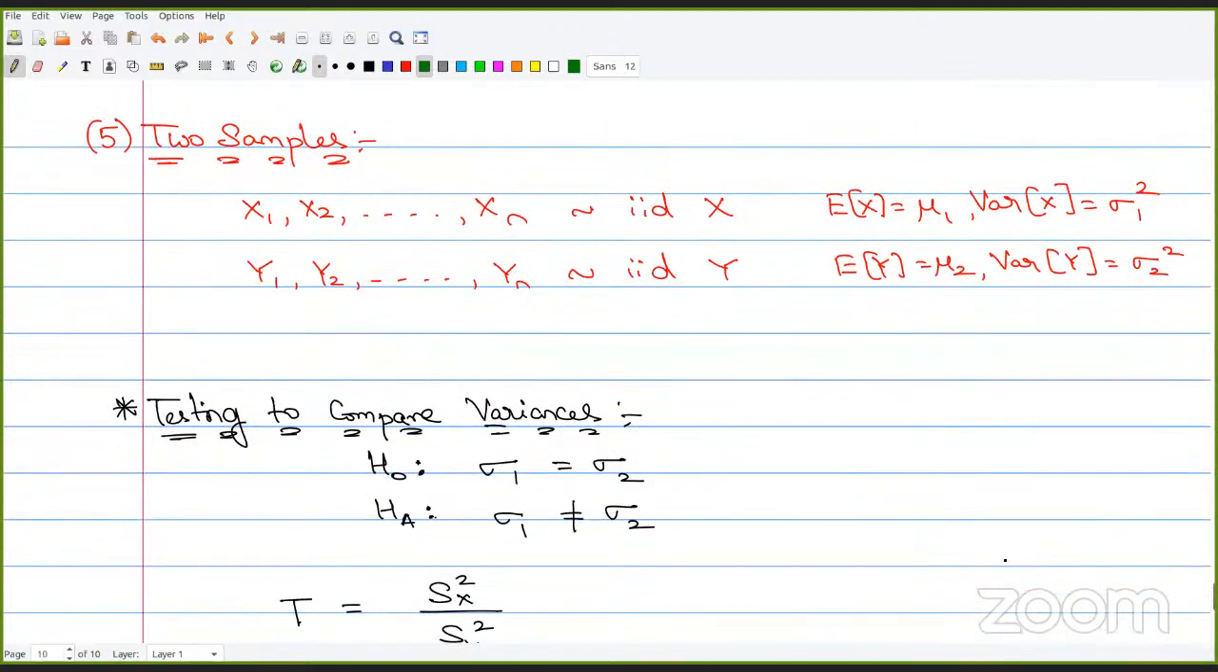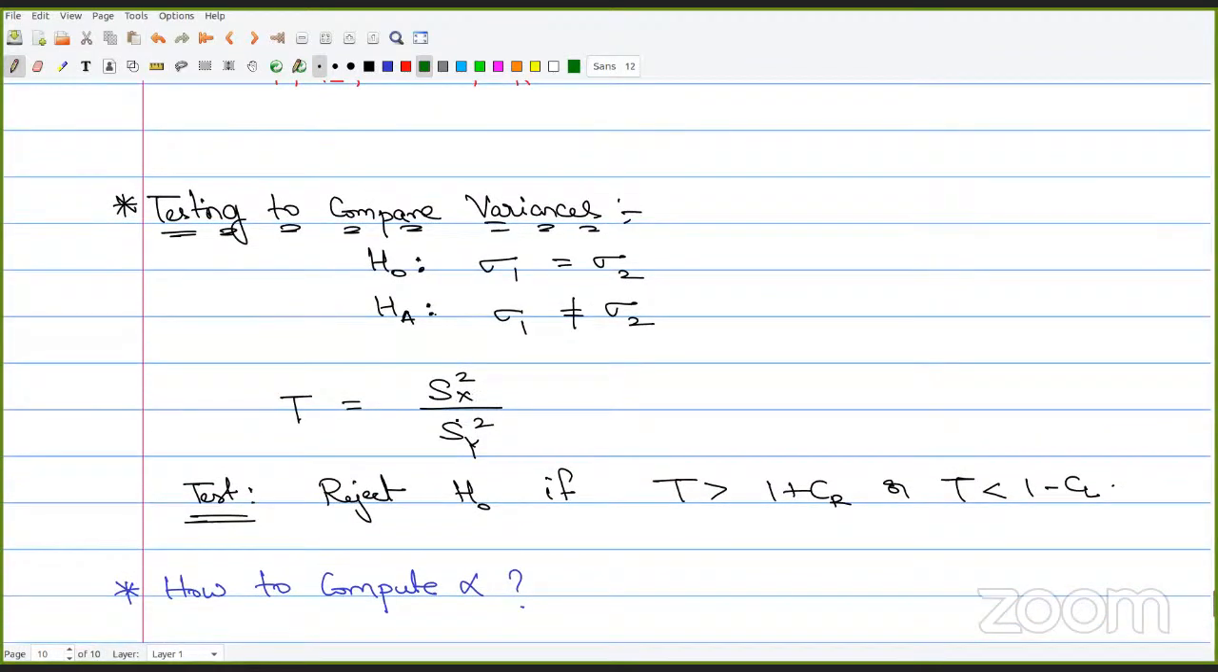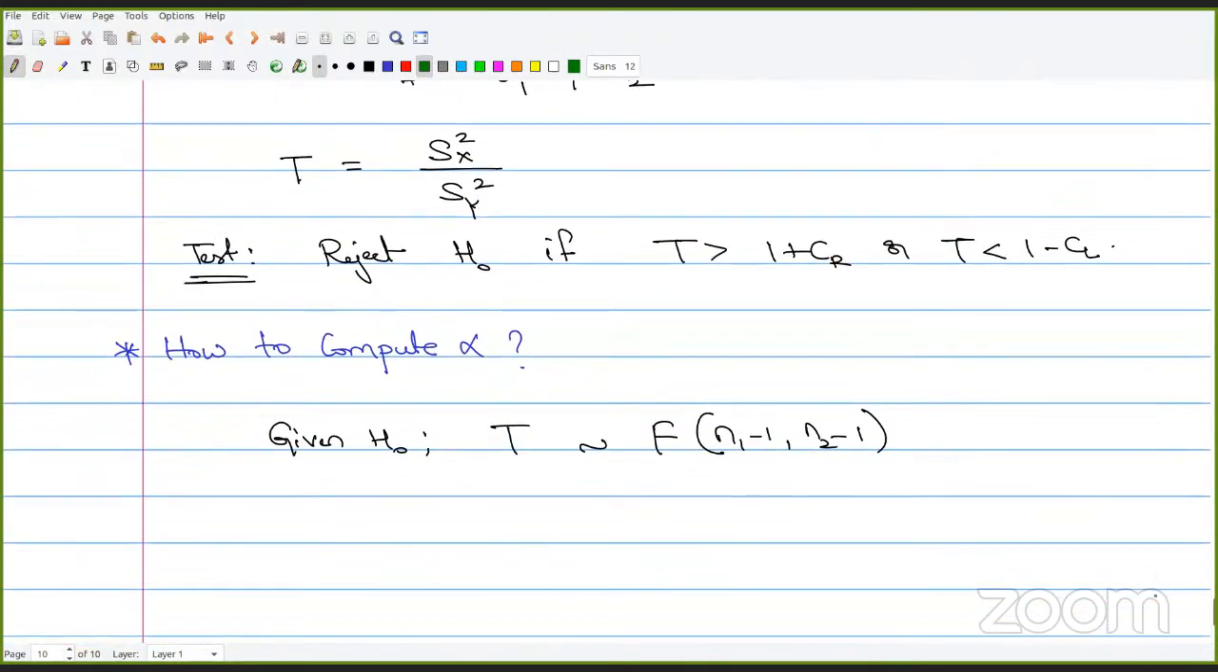So you have two samples, and we are testing to compare variances. If you are comparing variances, your test statistic will be sx square by sy square, and you reject h naught if t is greater than 1 plus cr, or you reject h naught when t is less than 1 minus cl. For this setting, in order to compute alpha, given h naught is true, sx square by sy square follows the f distribution.